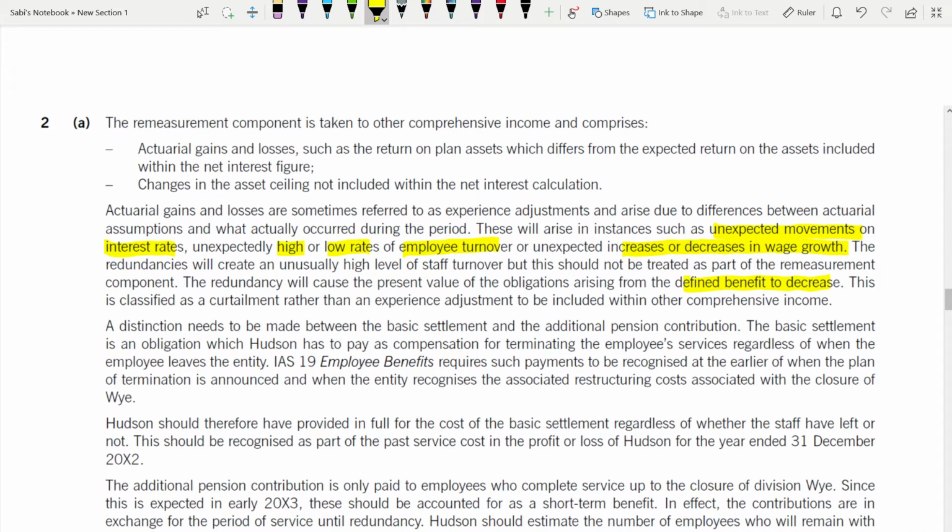So this is classified as a curtailment rather than an experience adjustment to be included within other comprehensive income. That's why. So this change, this decrease, how is it classified? It is classified as curtailment. It is not an experience adjustment which could be included within other comprehensive income. Because where is a remeasurement component taken? It is taken in other comprehensive income only. So other comprehensive income, this word is key. You have to mention it.